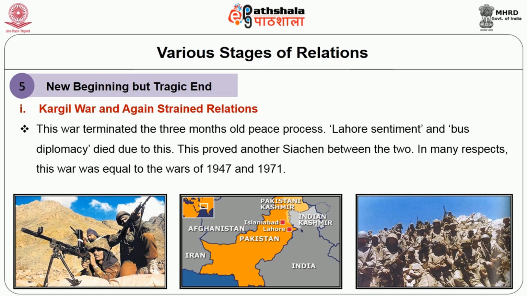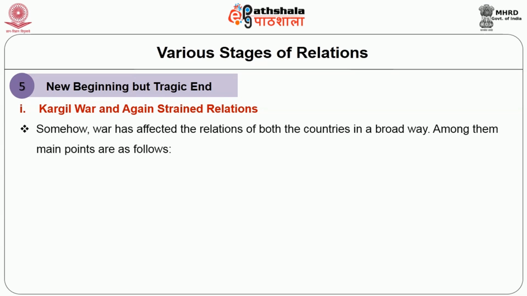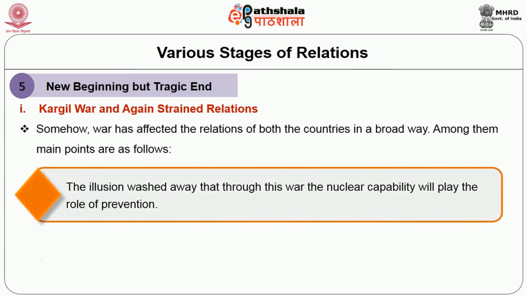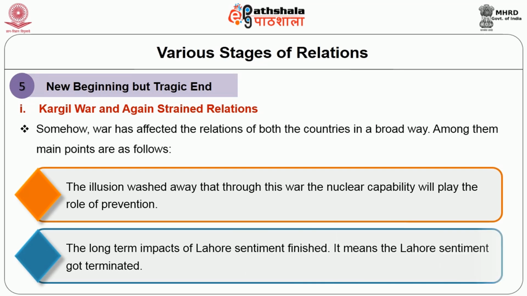In many respects, this war was equal to the wars of 1947 and 1971. Somehow, the war has affected the relations of both the countries in a broad way. Among them, the main points are as follows. The illusion washed away that nuclear capability will play the role of prevention in this war. The long-term impacts of Lahore sentiment finished. It means Lahore sentiment got terminated.